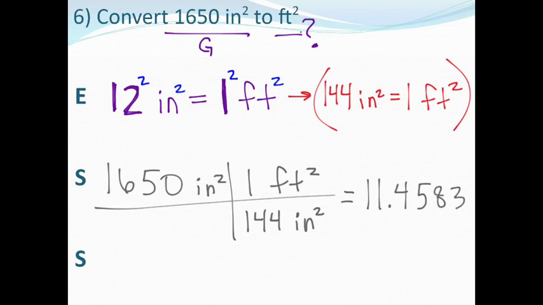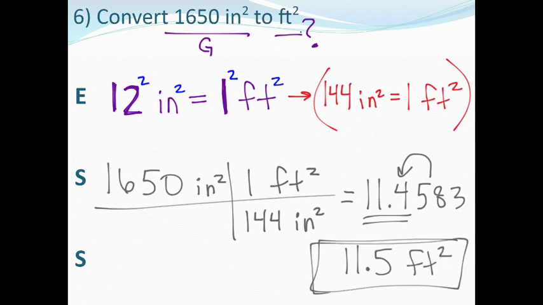11.4583, and lots more numbers are going to keep going after that. We don't need all of them, just need enough to make the decision on how many to keep. And this is, once again, a 3 sig fig number. It's almost as if 3 sig figs is pretty popular. So I just want to keep these first 3 sig figs. The 5 will round the 4 up, so 11.5 feet squared is our final answer.